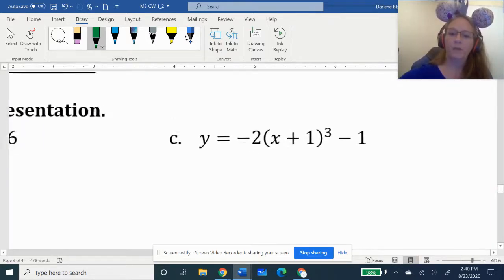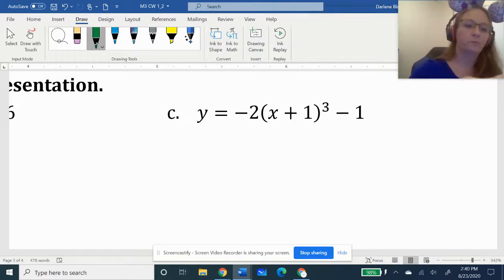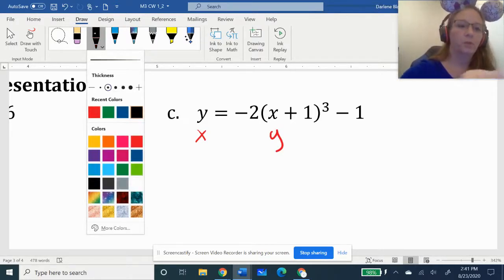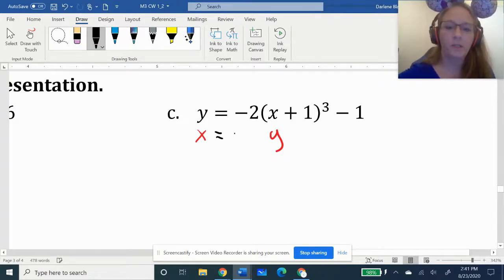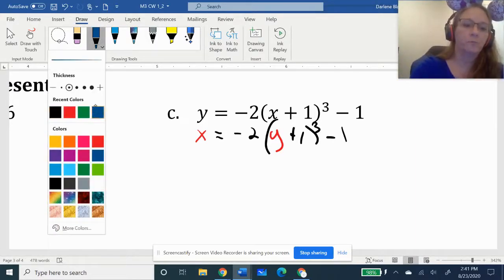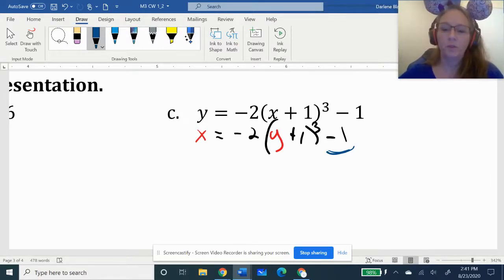Now, try part C on your own. Pause the video. If you need help, I will take you through it. So I'm going to start with, you need to swap the x and the y, but make sure that you keep everything else exactly as it is. And now your goal is to isolate y. This -1 outside the parentheses is your weakest operation, so it's the first thing to undo with the opposite operation of add 1.